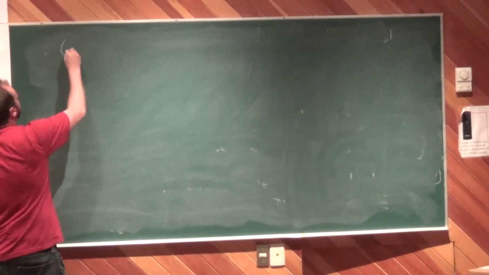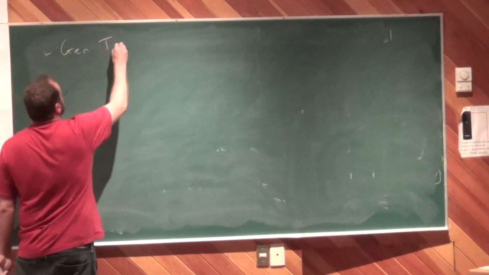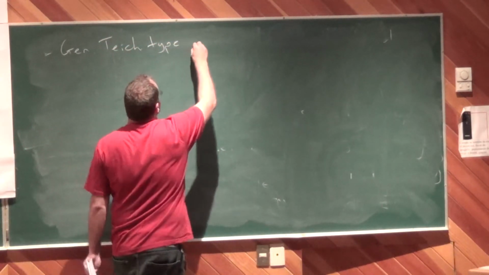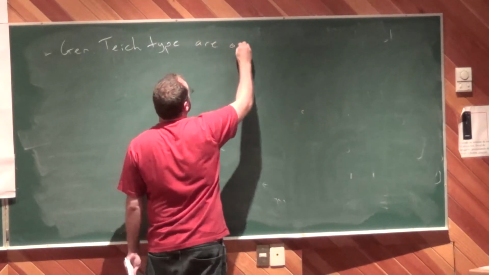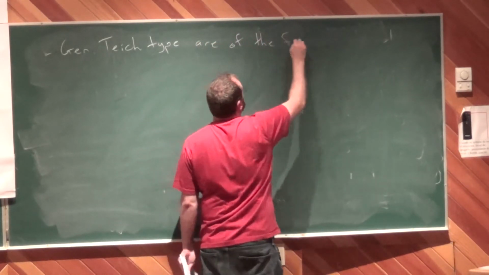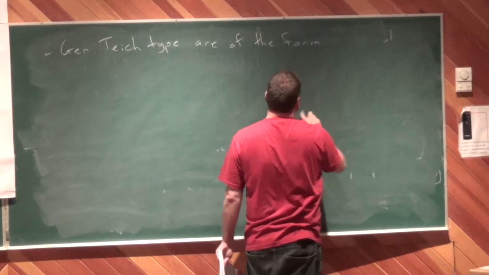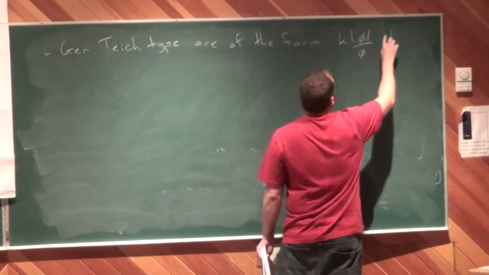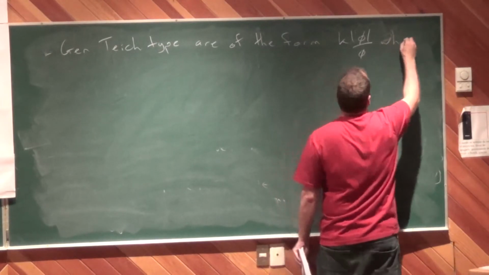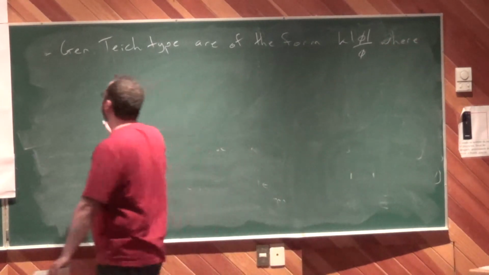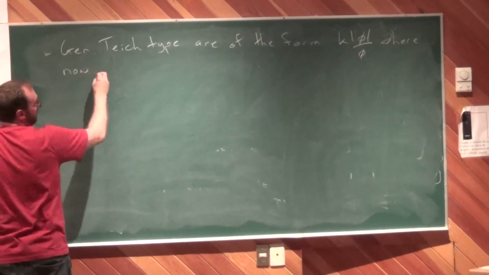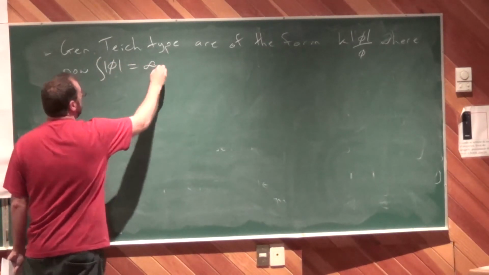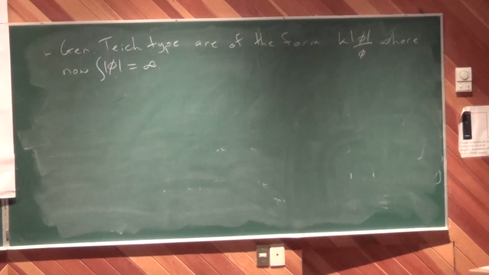Okay, generalized Teichmüller type are of the form K |phi|/phi, where now phi, or the integral over |phi|, may be infinite.